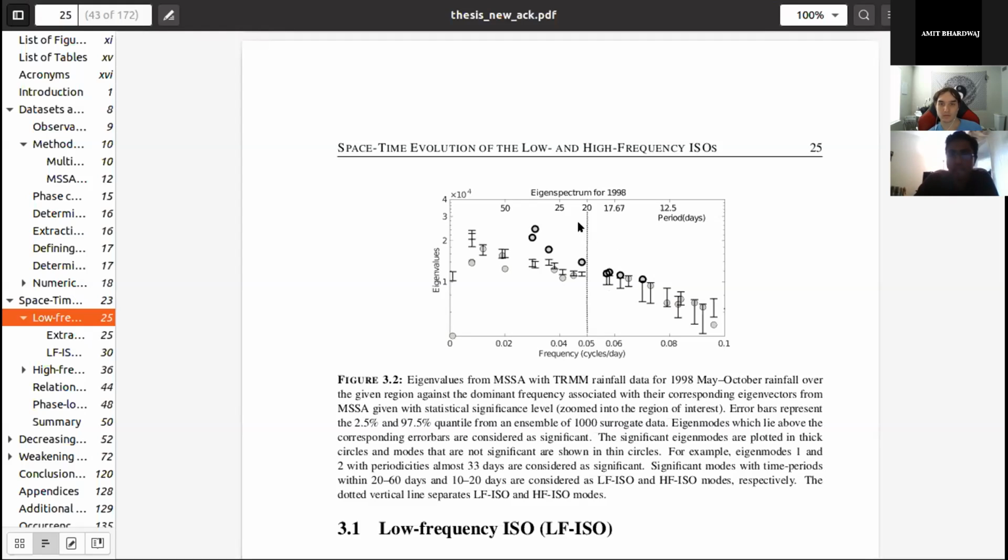So that is a very crude way to define low frequency and high frequency ISOs. You need some threshold to define two different ISOs. So I basically took 20 days as a threshold.